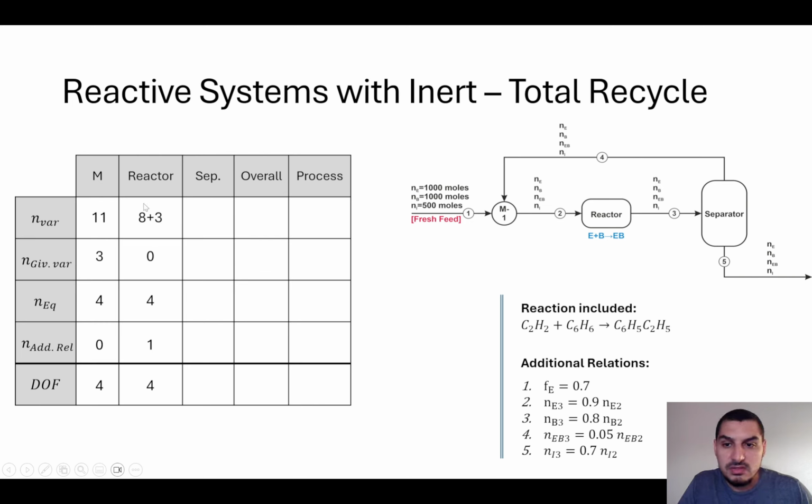For the separator, I'm sorry for this mistake. For the separator, we have 4 plus 4 plus 4, so it's 12.